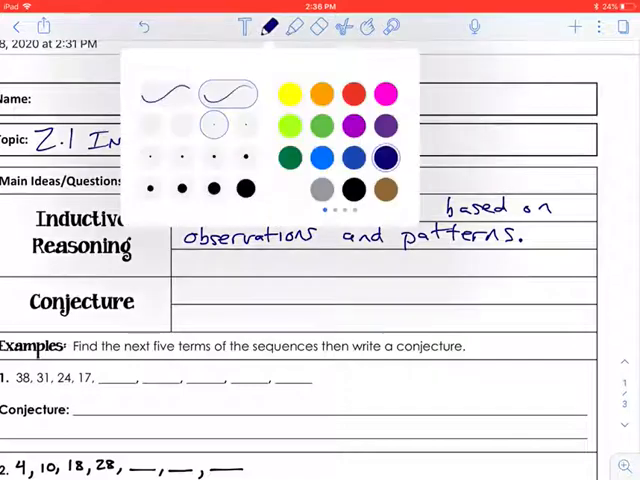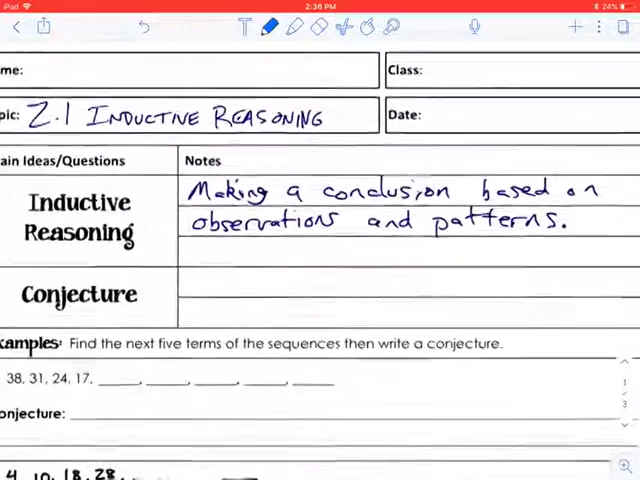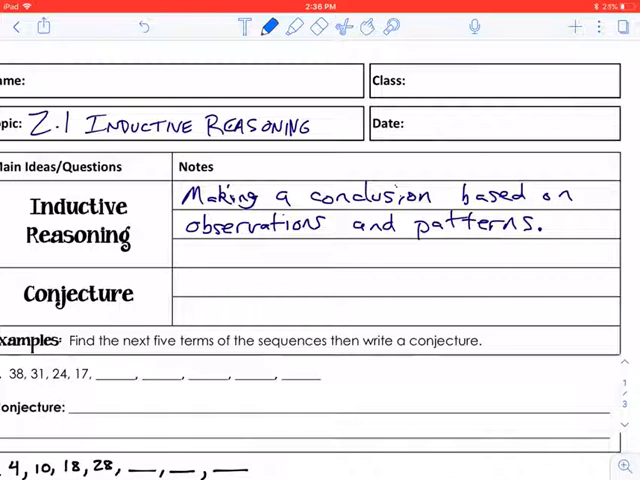Okay, and so a conjecture is that conclusion. It's another name for that conclusion. So a conjecture is a conclusion reached using inductive reasoning.